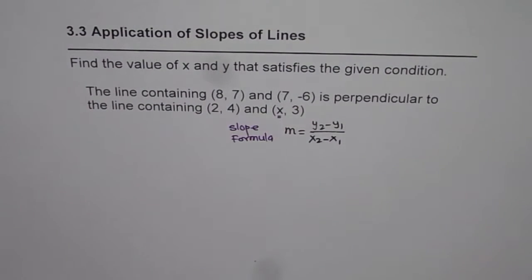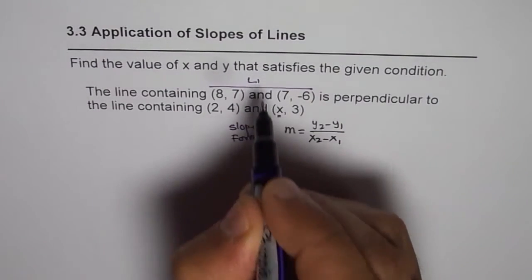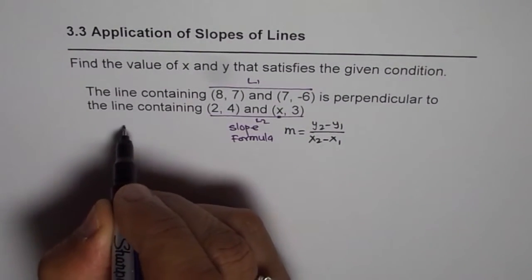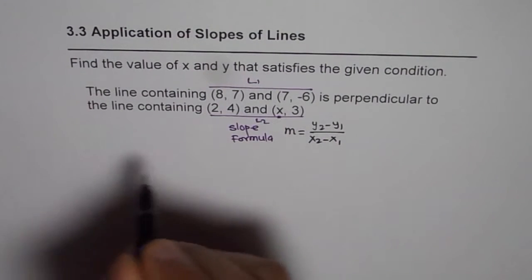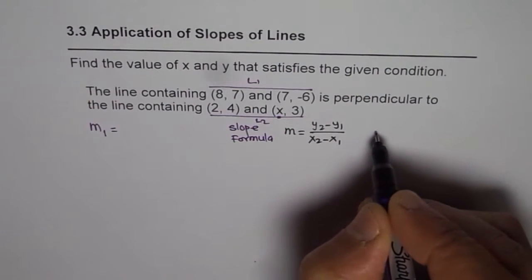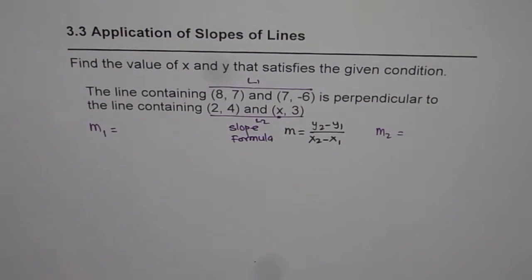Since I'm running out of space, I'm always working with very limited space, let's call this line 1 and this line 2. We'll work for line 1 here. Using the slope formula, we'll find the slope for line 1 here and the slope for line 2 on this side, and then we'll compare.